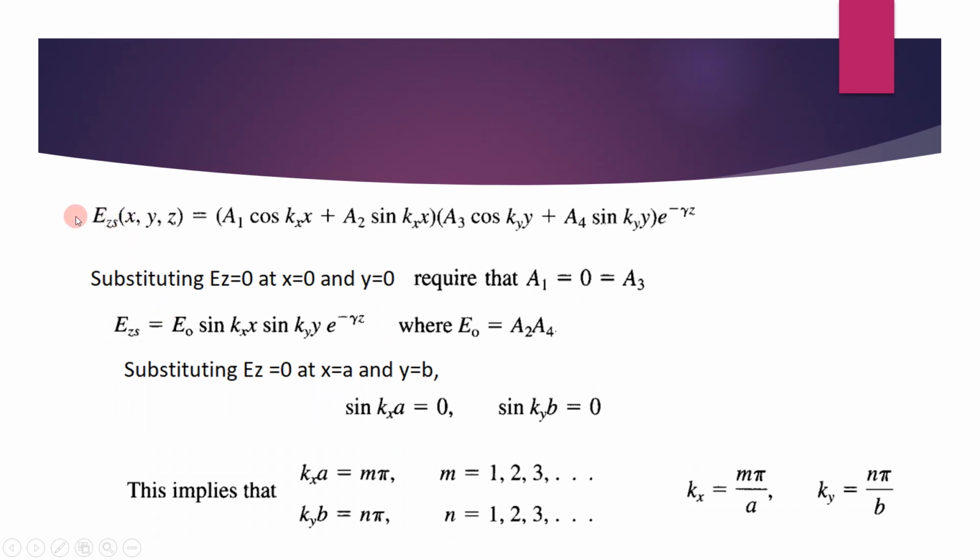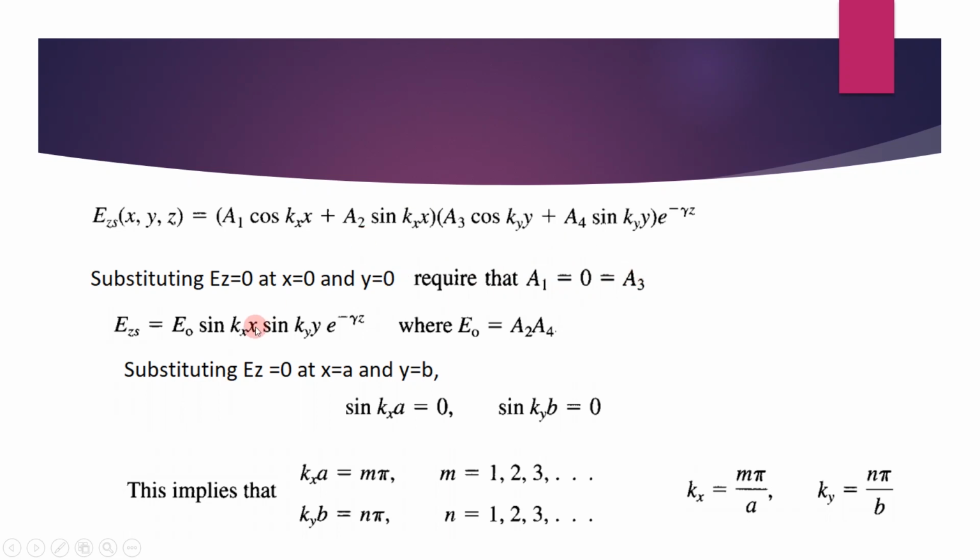On solving, you will get an equation like this for Ez. The first thing you substitute is x equals 0 and y equals 0, where Ez is 0. When you take x and y as 0, both sine terms will automatically be 0. So the remaining terms are A1 cos kx x and A3 cos ky y. These two terms should be 0, and for that A1 and A3 should be 0. So we substituted the first set of boundary conditions and got A1 and A3 as 0.